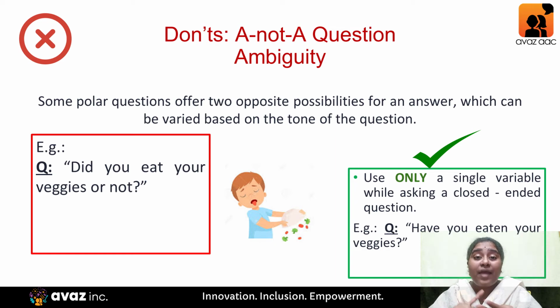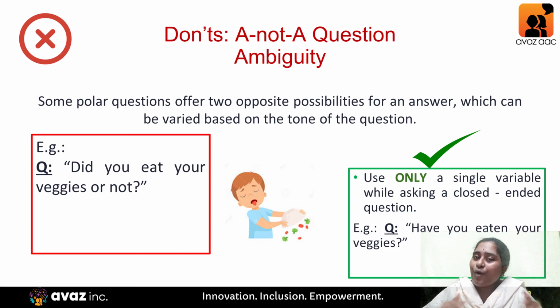Now, the next type of ambiguity question is some polar questions that have two opposite possibilities for an answer, which can be varied based on the tone of the question that's being asked. For example, after mealtime, if you ask your child, "Did you eat your veggies or not?" there can be four different answers to this question. One can be, "Yes, I ate my veggies," or "No, I did not eat my veggies," or "Yes, I did not eat my veggies," or "No, I ate my veggies," which is more confusing.